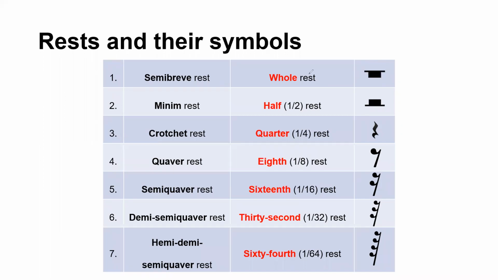If the whole note or the semibreve lasts for 4 beats, it means that this rest lasts for 4 beats, so you just keep quiet, you don't play anything, you don't sing anything for 4 beats. Then the half rest is a silence which is half the duration of the whole. So if the whole rest is 4 beats, then the half rest is 2 beats, which means you keep quiet for 2 beats.